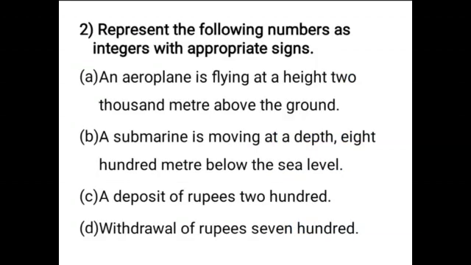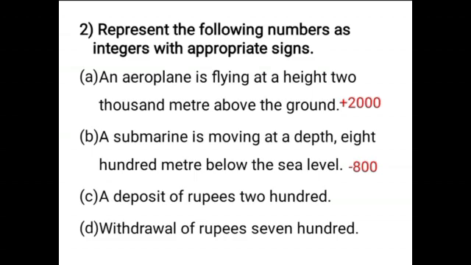See question number 2. Represent the following numbers as integers with appropriate signs. An aeroplane is flying at a height of 2000 meter above the ground. The word above indicates a plus sign, so the correct answer is +2000 meter. See the B part: a submarine is moving at a depth of 800 meter below the sea level. The word below indicates a minus sign, so the solution is -800 meter.